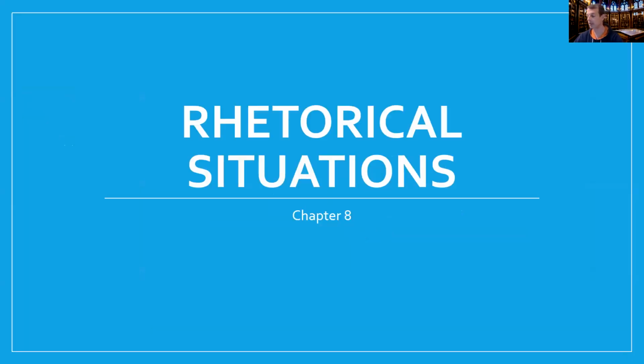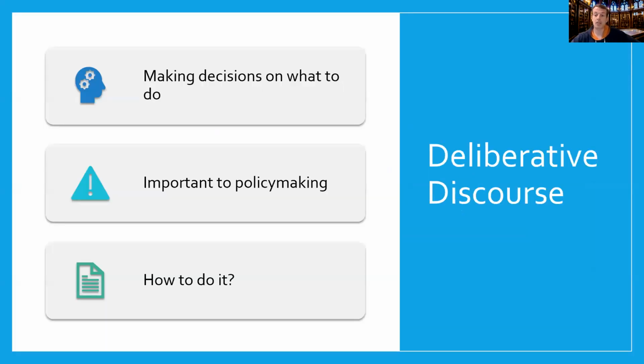All right, rhetorical situations, chapter 8, right? We've got some components to rhetorical situations, but before we even get into that, the book reviews some items that we've talked about before. They talk about these three different types of discourse: the deliberative, the forensic, and the epideictic, all right? Deliberative discourse, concerned with the future, concerned with what we want to do. It's about policy making, right?